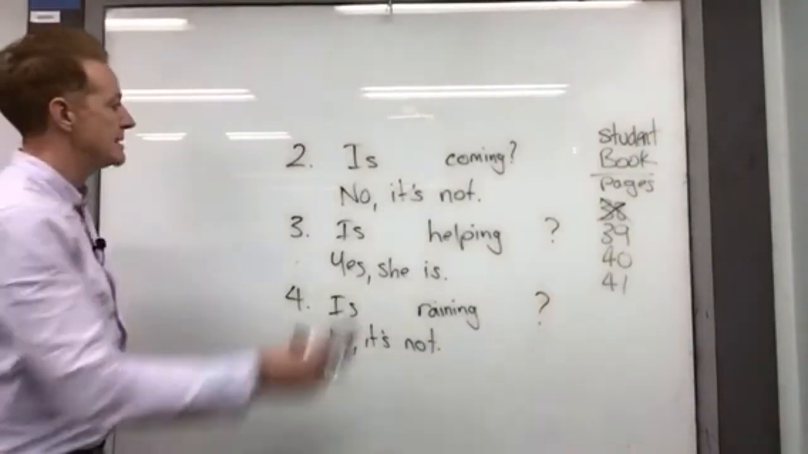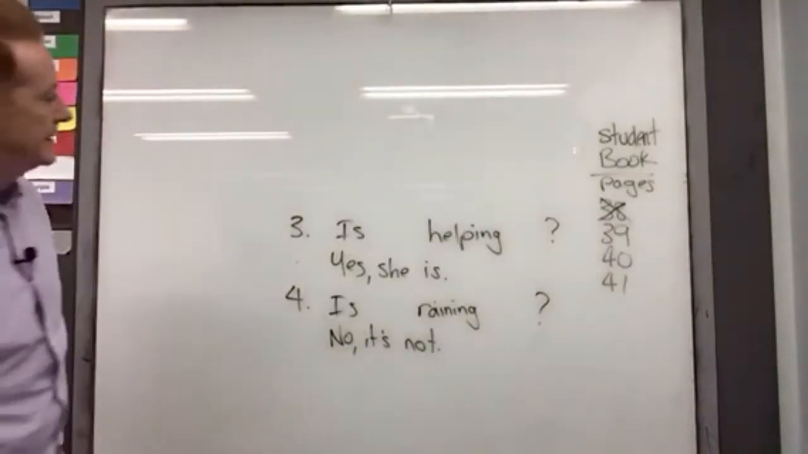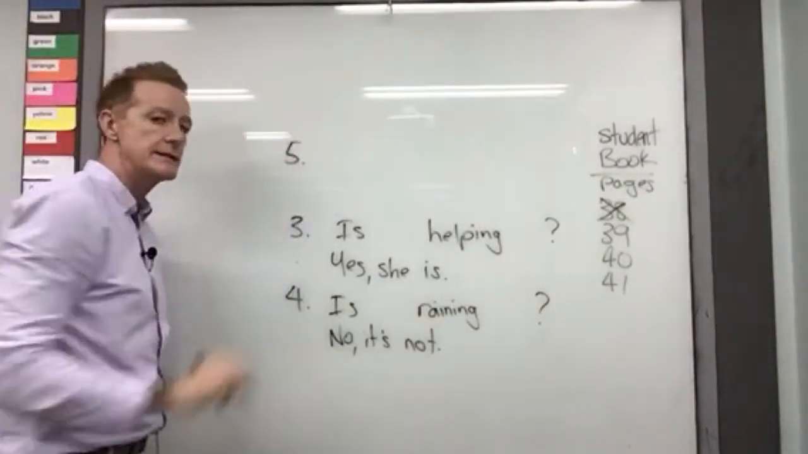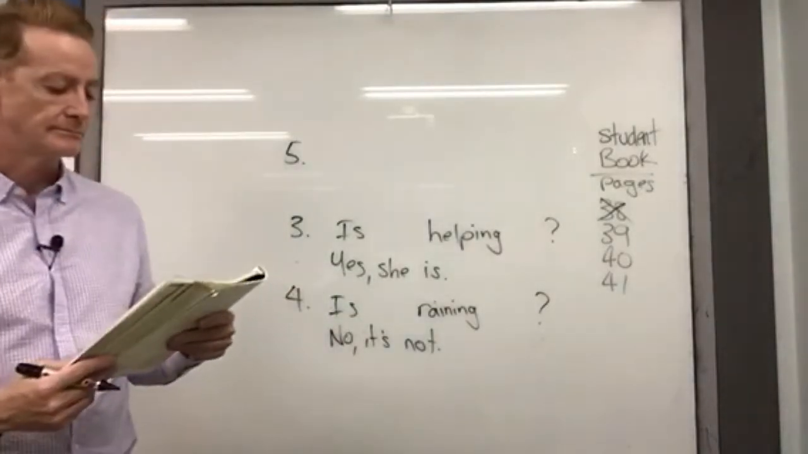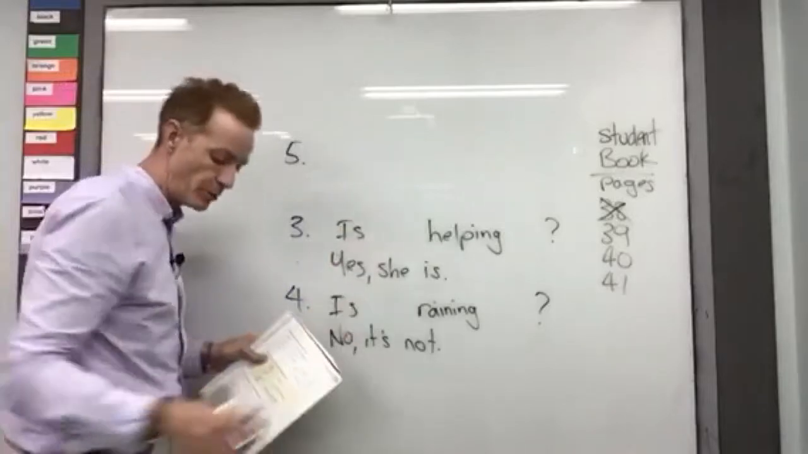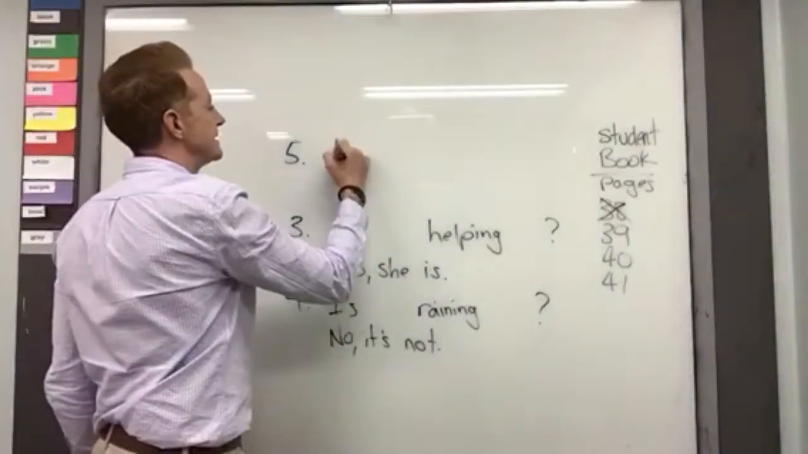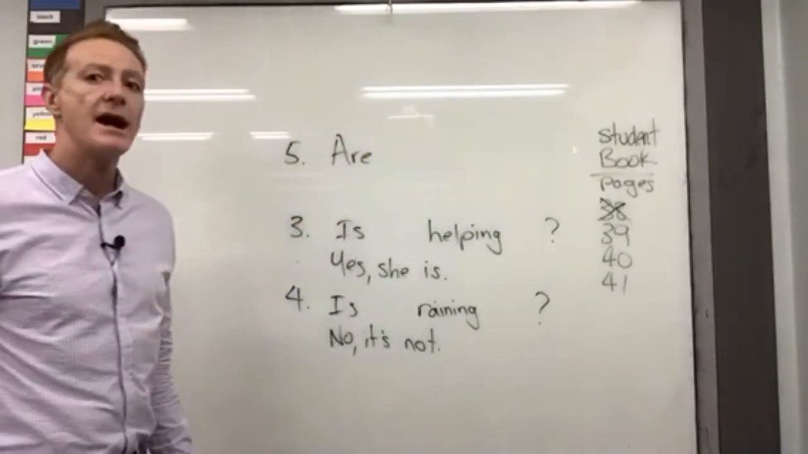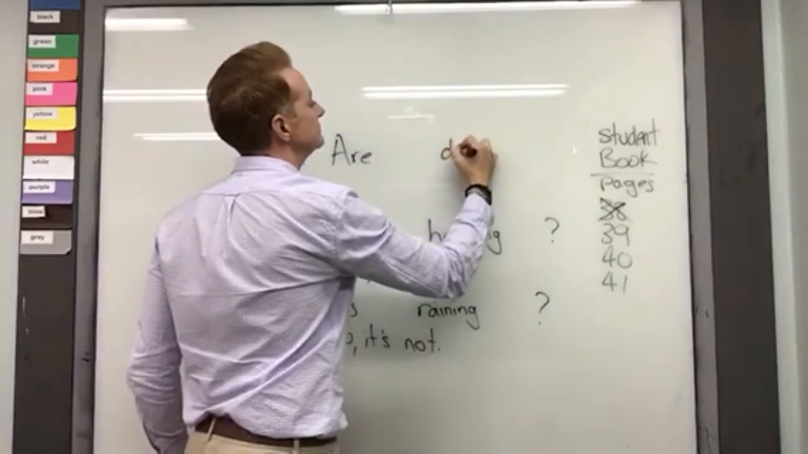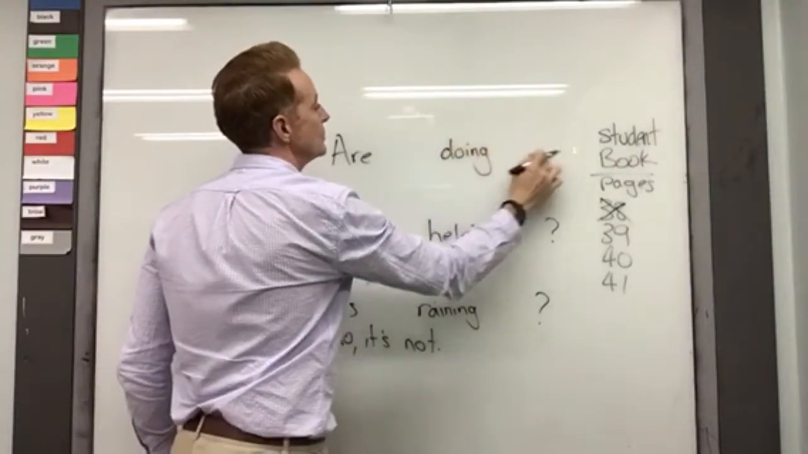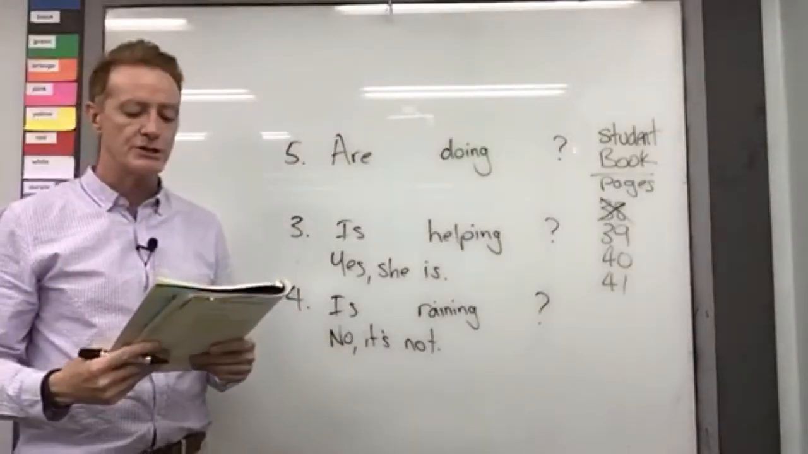All right, I'm going to erase number 2 so I can fit in number 5 at the top here so you can see it. So number 5 is do. This one says the boys. So it's more than one boy because it's boys. So how do we start? We start with are. Are the boys doing their homework?